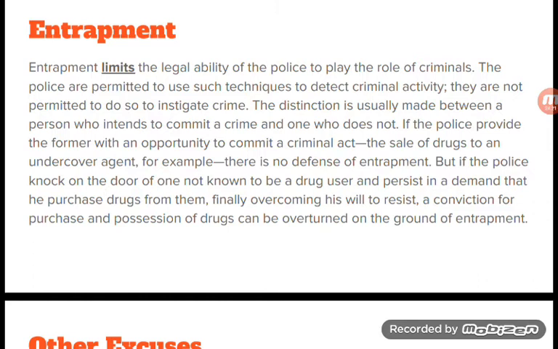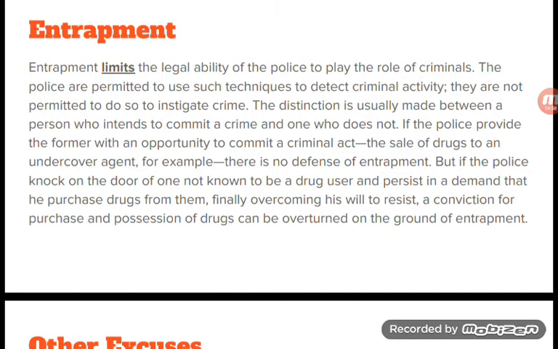Police are permitted to use techniques to detect criminal activity. They can set up stings and busts, and they can have undercover police, that type of thing. That's fine. If the police can provide an opportunity to commit a criminal act, the sale of drugs by an undercover agent, for example, as long as it's part of an ongoing detection of a criminal activity, they are not permitted to do so to instigate a crime.